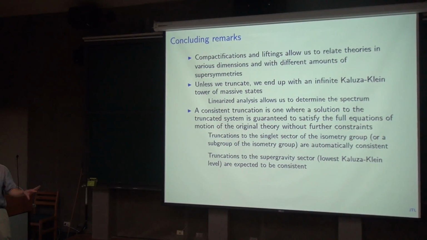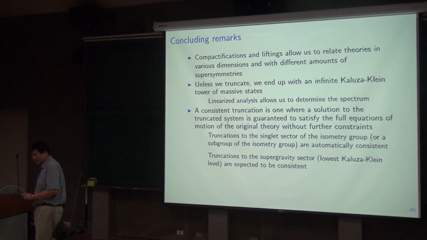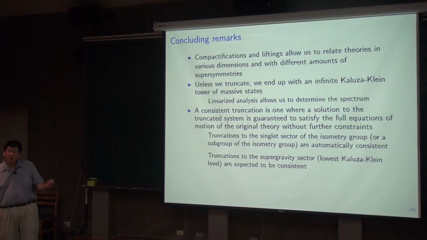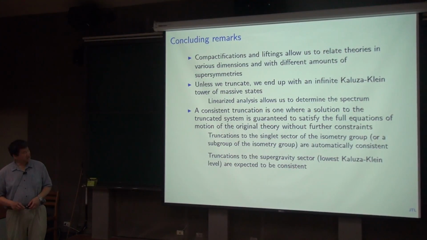SU2 times SU2 are sort of vector fields of matter. You cannot retain the SU2 times SU2 fields in a consistent truncation. We would truncate to the pure supergravity sector. That is consistent. Are there any other possibilities? And this is still, I think, a bit of an open question.